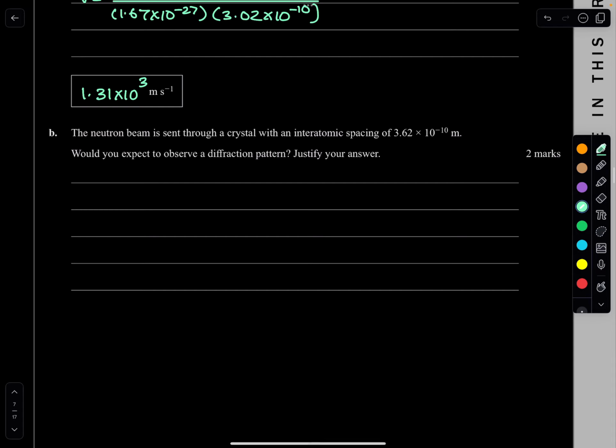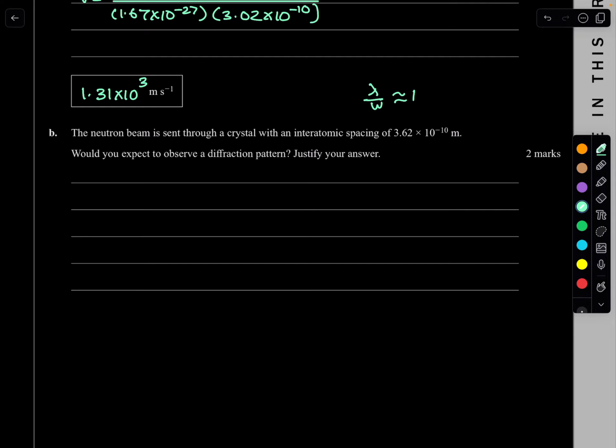The neutron beam is sent through a crystal with an interatomic spacing of this. Would you expect to observe a diffraction pattern? Justify your answer. We know that for diffraction to occur, the ratio of wavelength over width must be approximately close to 1.